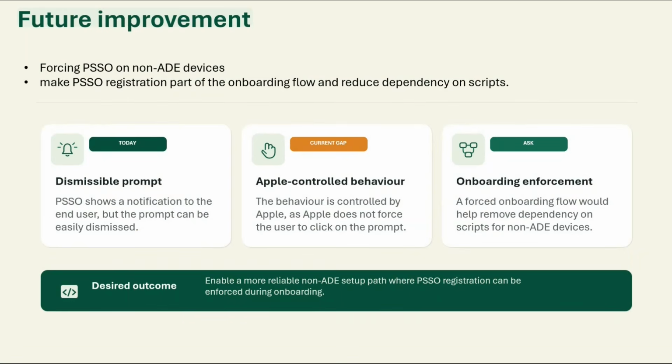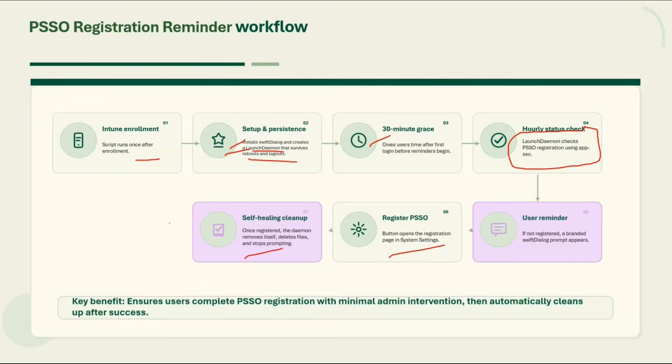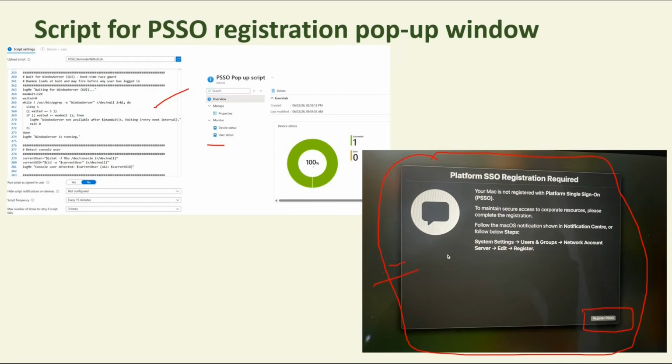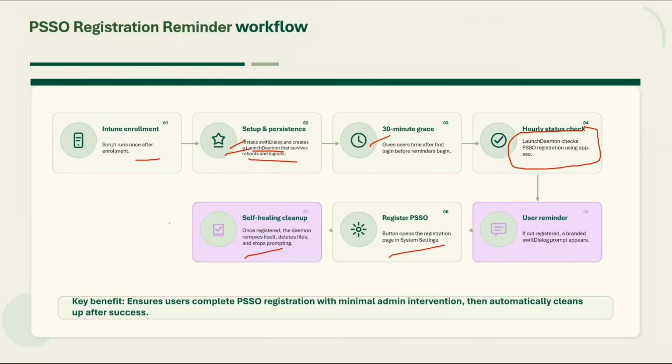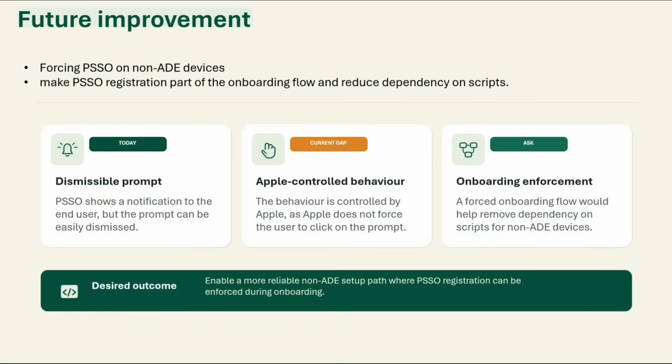Now, future improvement. Obviously, one of the future improvements that I can think of is that right now we are dependent on a third-party script right over here. The reason we are dependent on this script is because we want to force the end user to go through the PSSO registration if it's a non-ABM device. If it is an ABM device, then we know that it's part of the Setup Assistant flow, right?